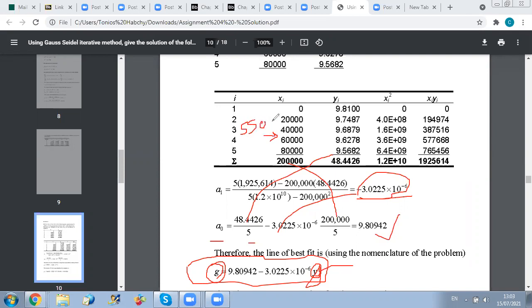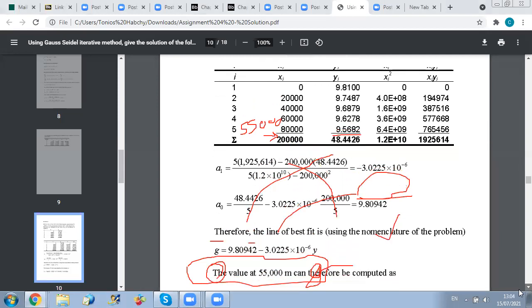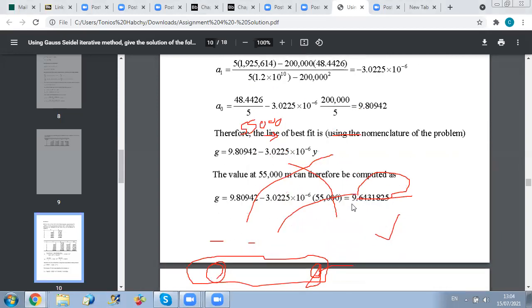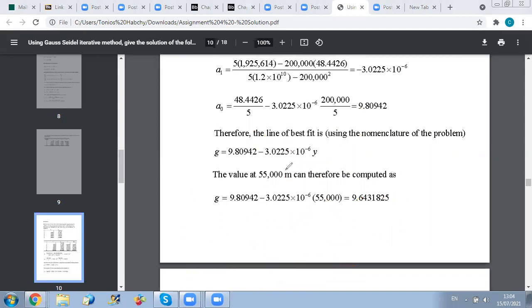So now you can expect that if you replace y by 55,000, if you didn't do any calculation error, you should have a value for g between these two because it's a linear fit. If the value you obtain is outside of this interval, this means that you have a certain calculation error somewhere. So here, as expected, you will get a value of 9.643, etc. So my computation seems to be right. Okay. Any question on this problem?